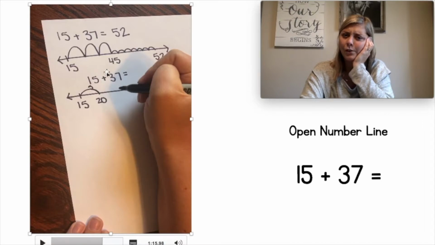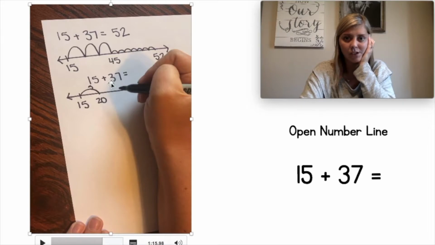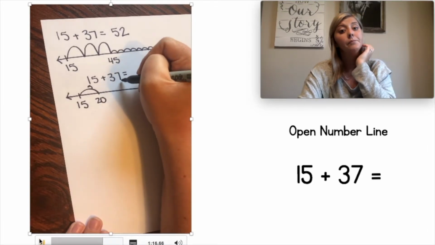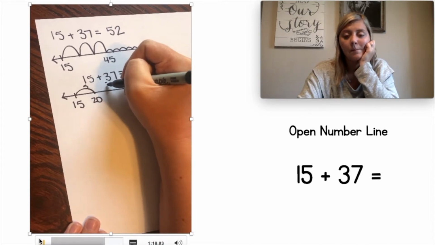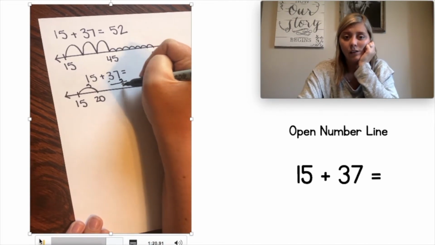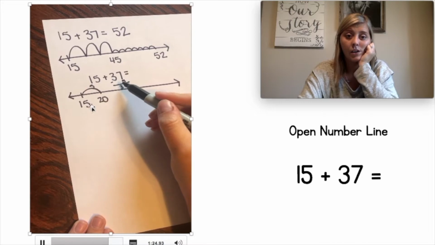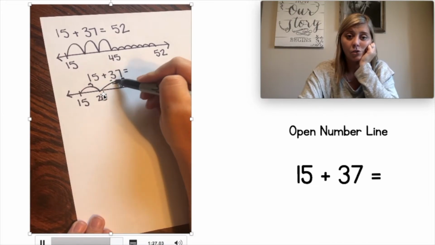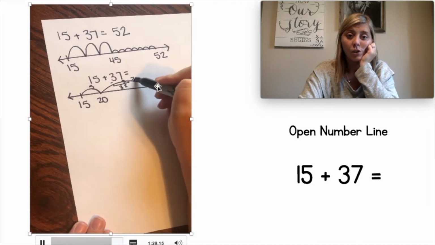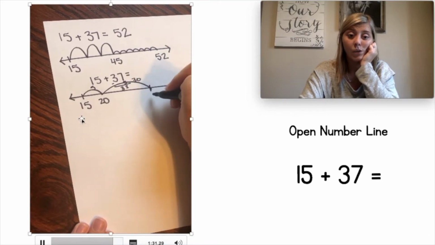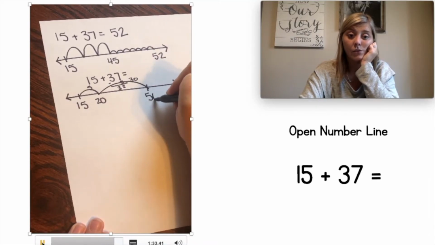But was my original equation 15 plus 5? No, it was 15 plus 37. But so far, I've added 5 of the 37 I need to add. 37 minus 5 is going to be 32. So I still have 32 that I need to add. So starting at 20, I'm going to do one giant hop to show I'm adding 30. And 20 plus 30 equals 50.